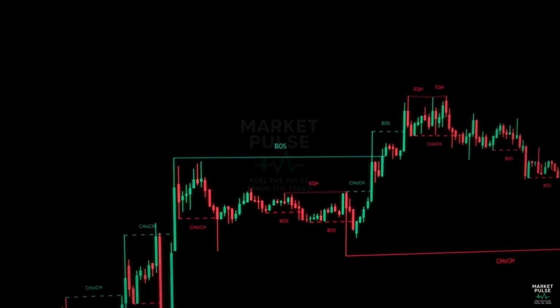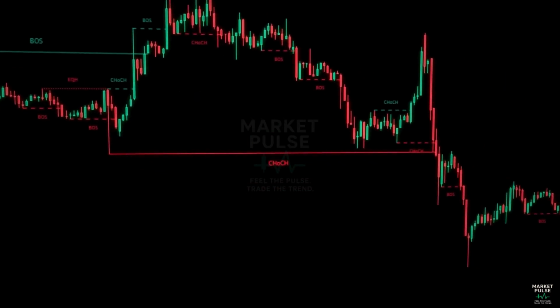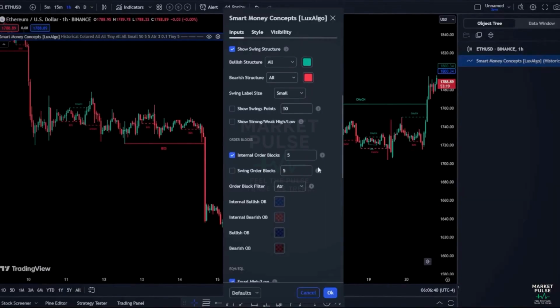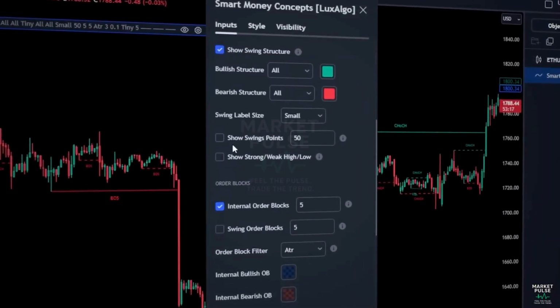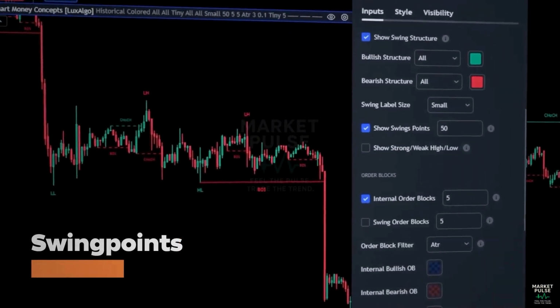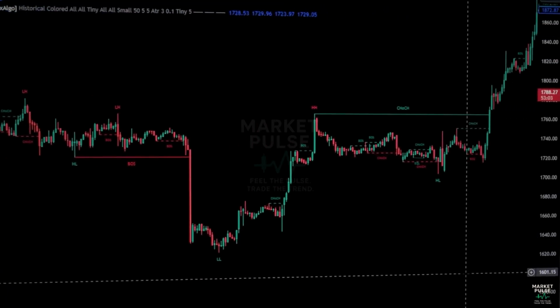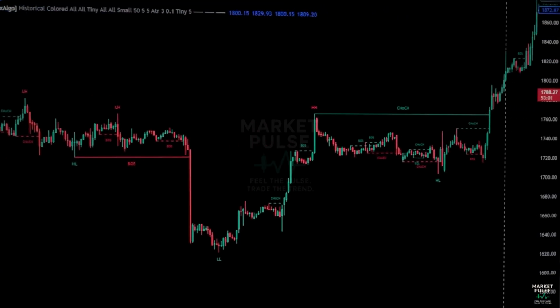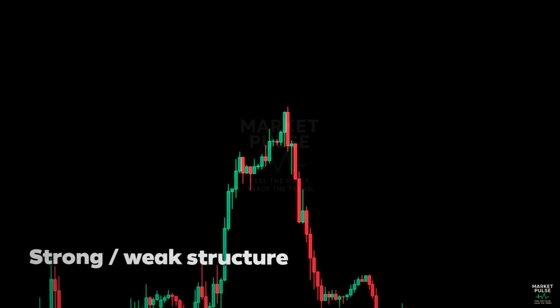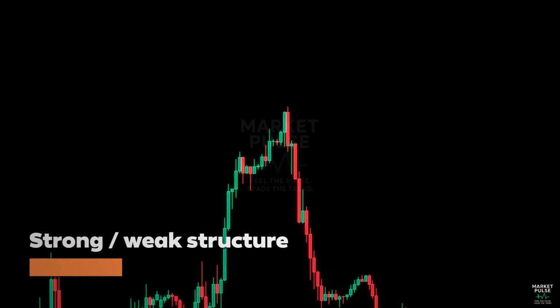We can also see 2 additional options that we can turn on. We have swing points and strong or weak highs and lows. I recommend playing around with these and seeing what works best for you. But when we turn on swing points, we can see more labels are added to our chart. This option is to highlight significant points of structure, like whenever it makes a higher high or lower high, etc. Strong or weak highs and lows are specific points of structure that meet certain criteria.